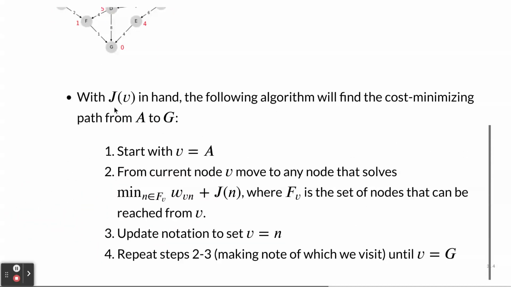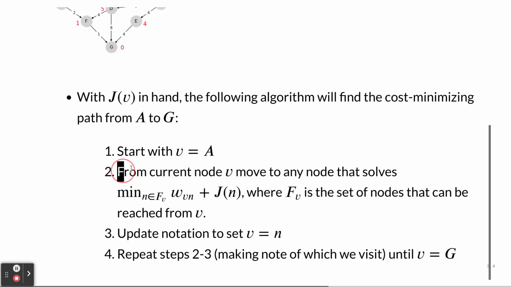So with J(v) in hand, we can propose an algorithm that will help us find the cost-minimizing path that goes from A to G. And here's how the algorithm would unfold. First, we will initialize the algorithm by setting lowercase v equal to A. And v will represent the node that we are currently at. Because we want to start at A, we'll start off by setting v equal to A.